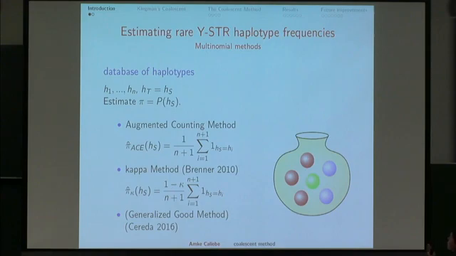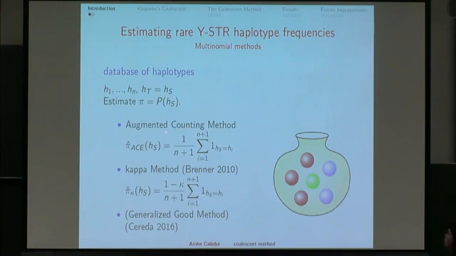Okay, and so now for the first type of model, one of the simplest ones, which is nevertheless used quite a lot, is the so-called augmented counting method. It's called augmented because we augment our database of n persons by the haplotype found at the trace. So we have then n+1 haplotypes in the database, and we simply estimate the population frequency by looking at the frequency in this augmented database. So very simple one. And the kappa method of Brenner is then adjusting for that.